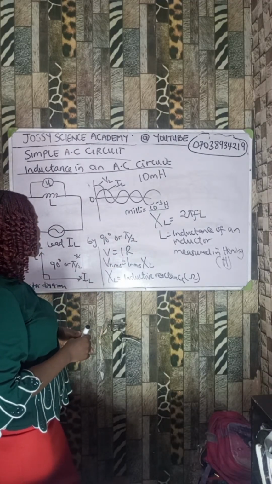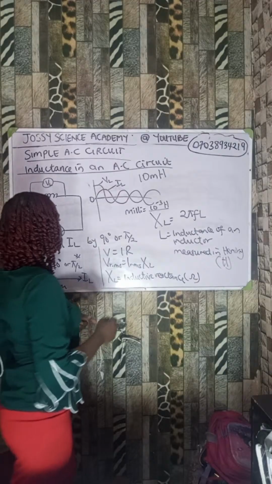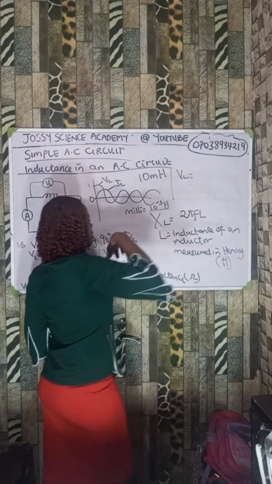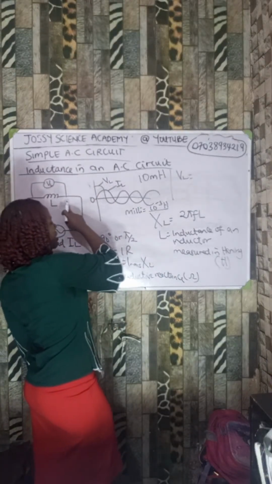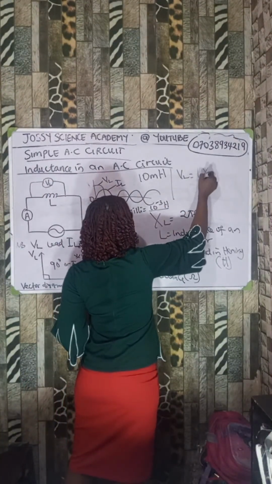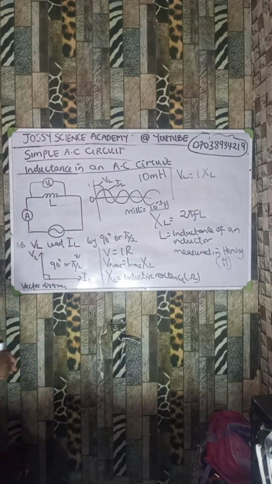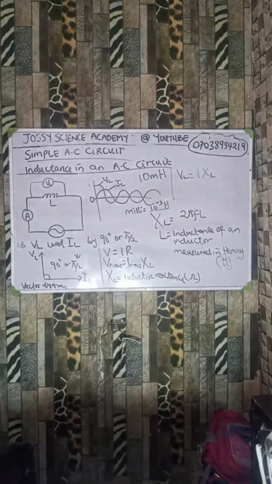They might also ask you for what? VL. What is VL? VL is voltage across the inductor. Voltage across here. That is I times XL. Do you understand? Alright. So look at it. These are the things you might note under this topic.